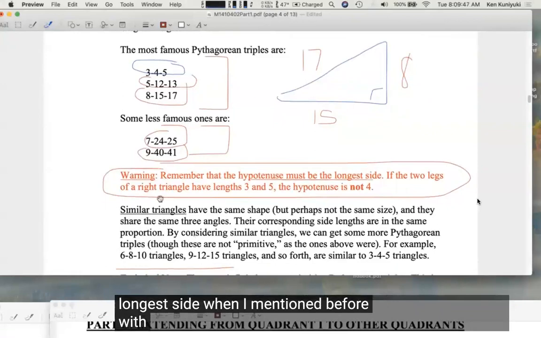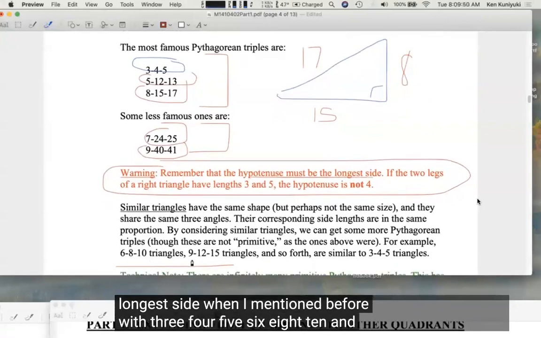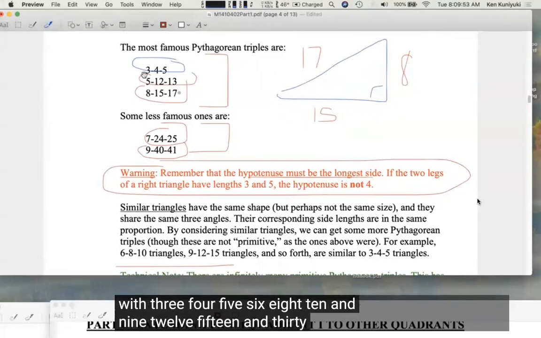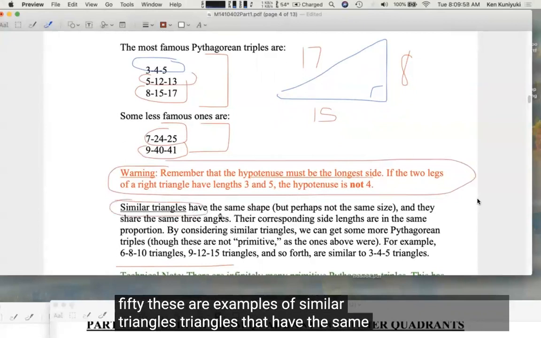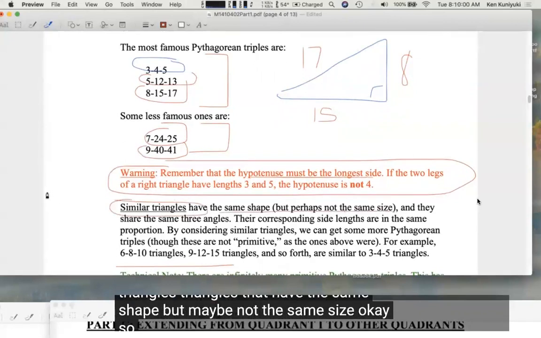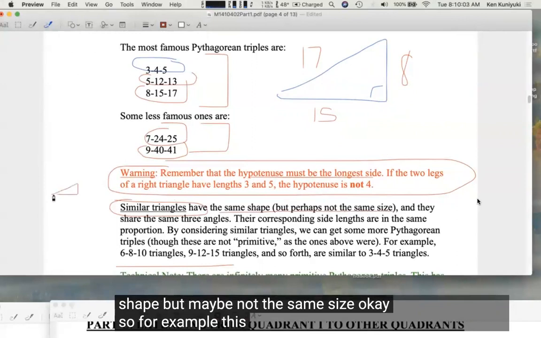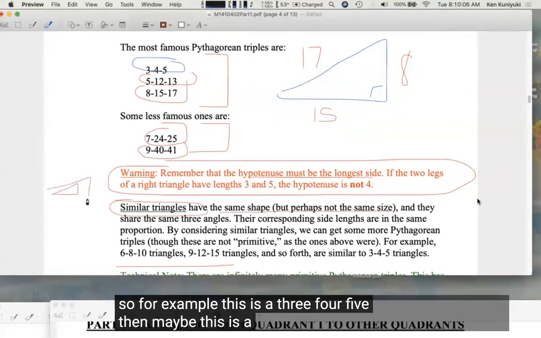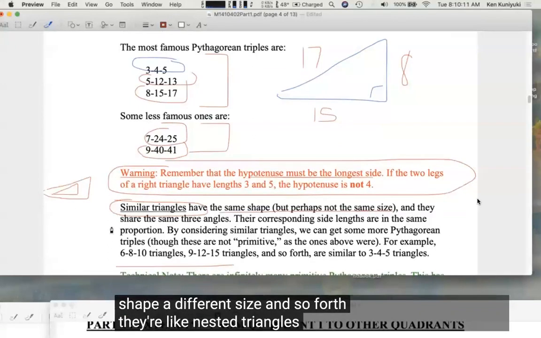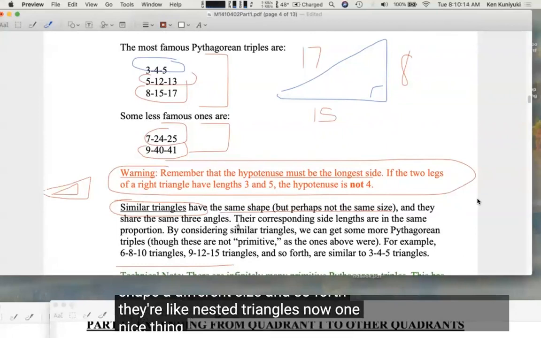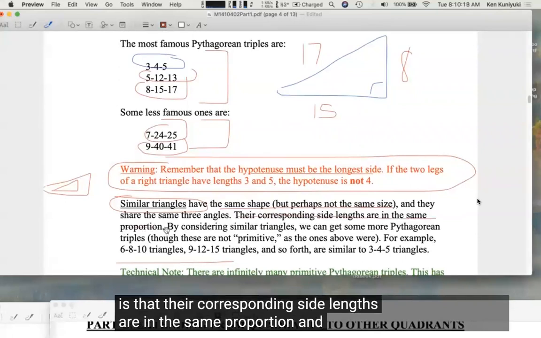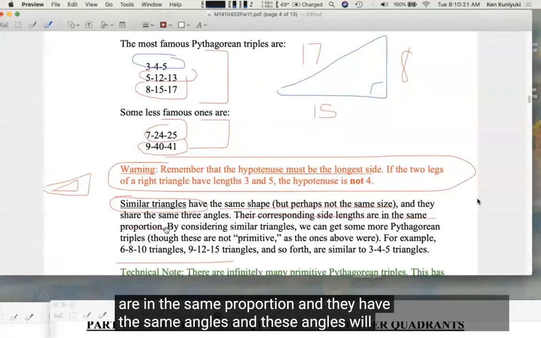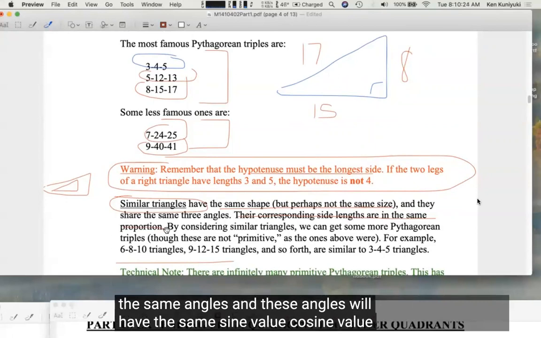What I mentioned before, with 3, 4, 5, 6, 8, 10, and 9, 12, 15, and 30, 40, 50, these are examples of similar triangles. Triangles that have the same shape, but maybe not the same size. Okay, so for example, if this is a 3, 4, 5, then maybe this is a 6, 8, 10, same shape but different size, and so forth. They're like nested triangles. Now, one nice thing about these similar triangles is that their corresponding side lengths are in the same proportion, and they have the same angles. And these angles will have the same sine value, cosine value, and so forth.